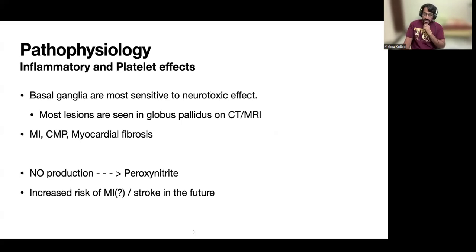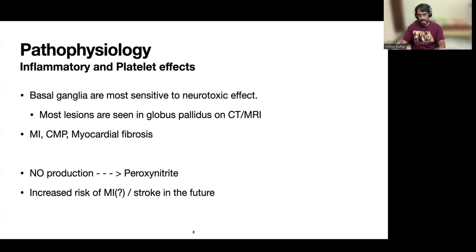And where can we find the lesions? The lesions are most commonly found in the brain and the heart. In the brain, it predominantly affects the basal ganglia region, especially the globus pallidus. There's a picture in Tintinelli which I forgot to attach. In the heart, it can produce MI, cardiomyopathy, and long-term myocardial fibrosis, and it can produce reactive oxygen species by combining with nitric oxide. And there's always an increased risk of MI and stroke in the future. So all this is basic pathophysiology.